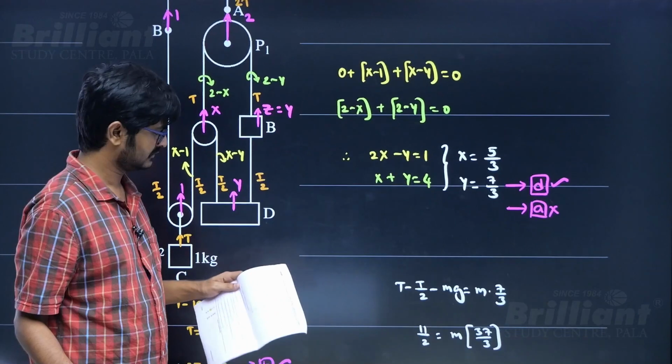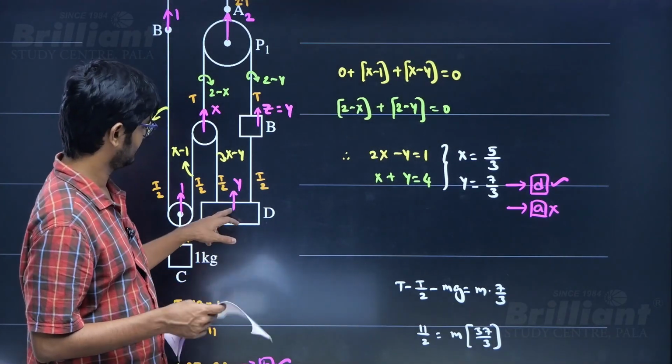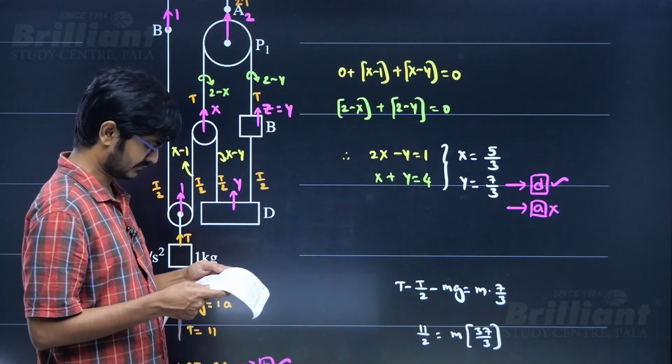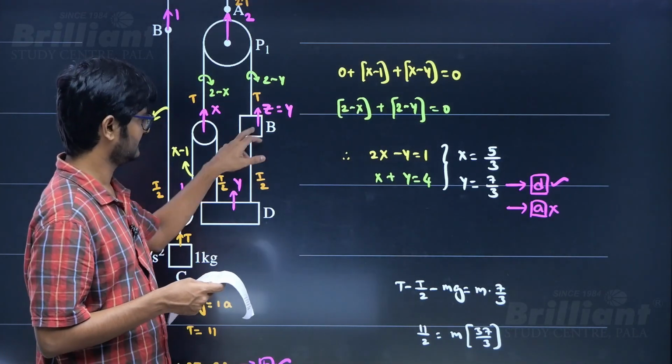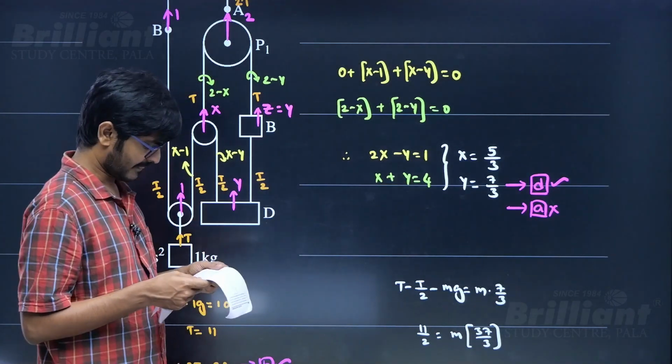Then they are asking the acceleration of block D. Acceleration of block D, yes, we can find from the acceleration of B. D and B will be the same, which is same as y, 7 by 3. Okay.